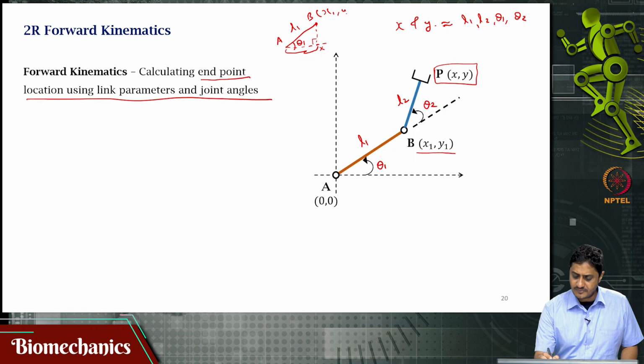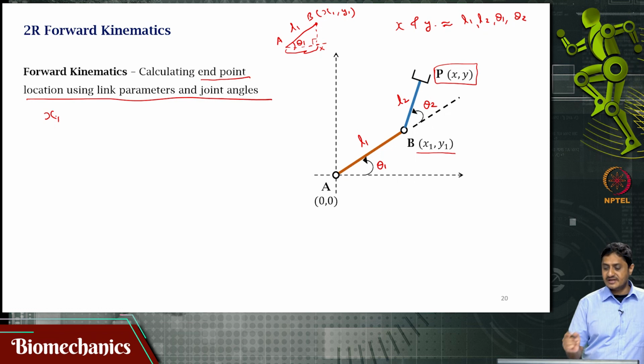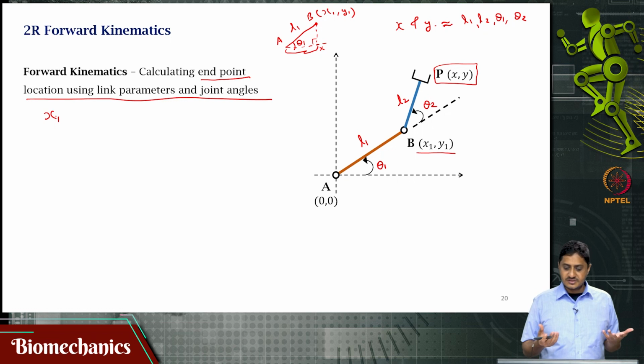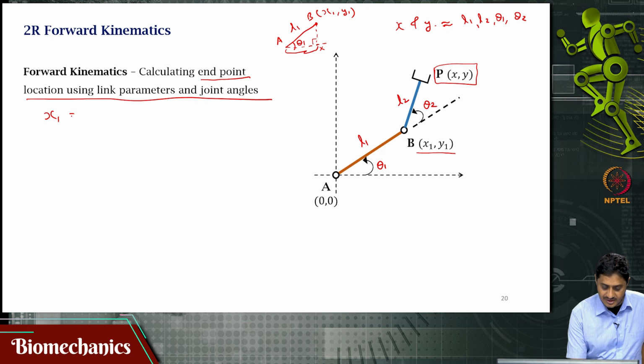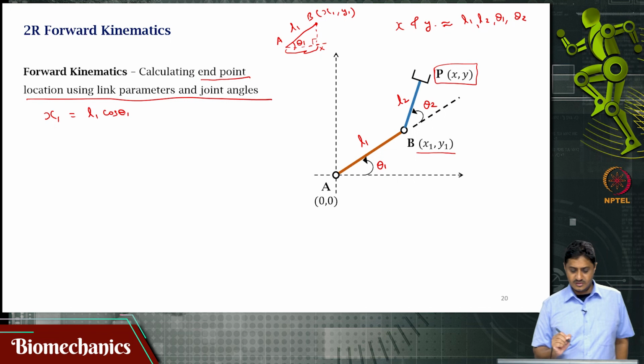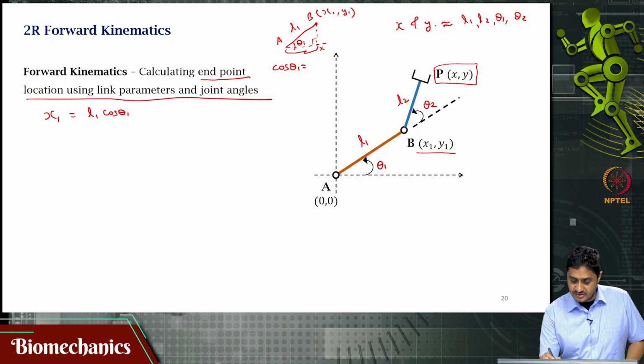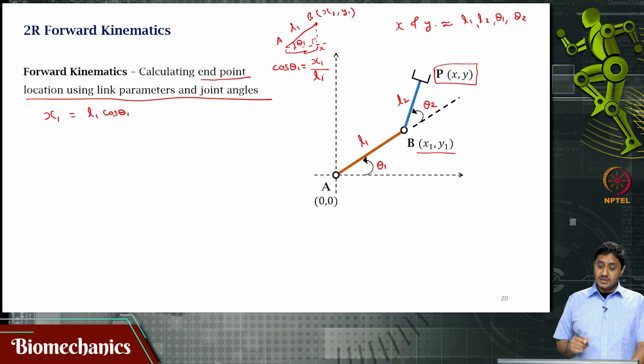The question is, what is x1? x1 is the adjacent side of the right triangle ABX. Well, I know theta 1. So, cos theta 1 is adjacent side by hypotenuse, and since I know theta 1, I can write out x1 as L1 cos theta 1. How am I getting this? Because cos theta 1 is the adjacent side x1 divided by the hypotenuse AB. What is the length of the hypotenuse AB? That is L1. So, I know L1 and I know theta 1, and the only unknown is x1. So, x1 is L1 times cos theta 1.